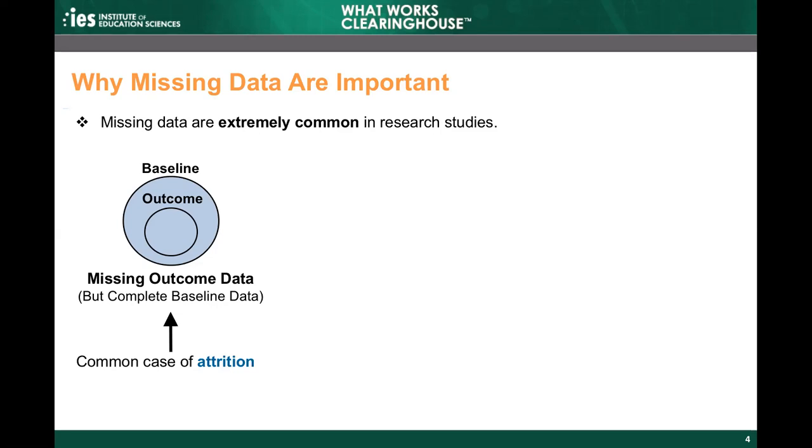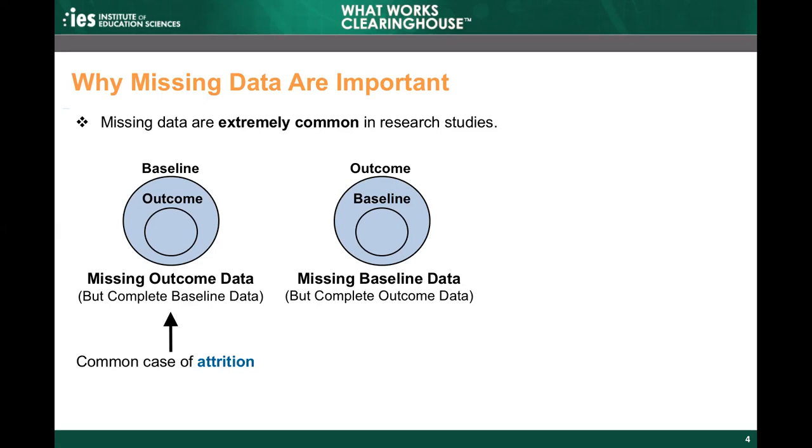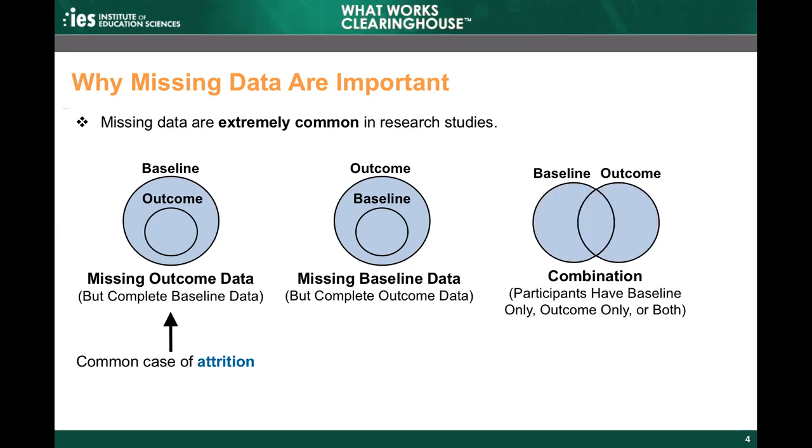In scenario two, imagine a study in which we have the opposite case. That is, we have outcome data for a sample of students, but we do not have baseline data for every student. So this might occur in a quasi-experimental design where we are retrospectively gathering baseline data for a set of students with outcome data.